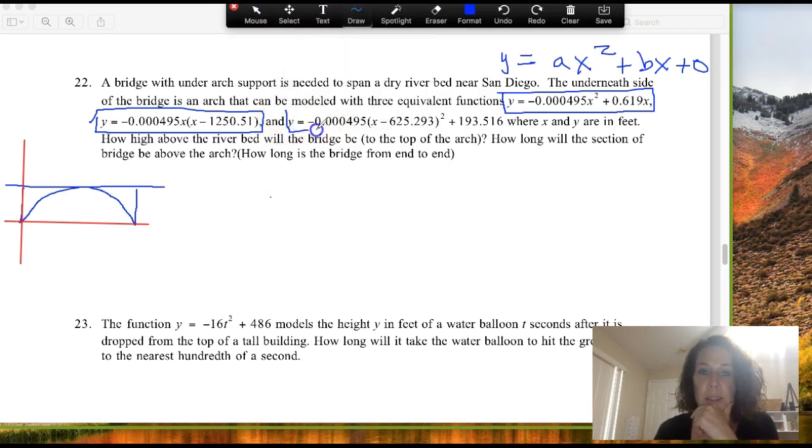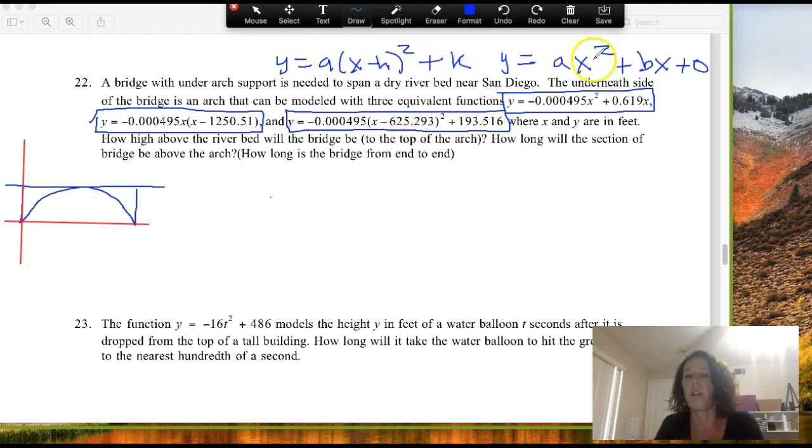Fabulous. And then this last form right here is in vertex form. So if you look, it's y equals a times (x minus h) squared plus k. So I'm given all the forms. I've got my factored form, I've got my vertex form, and my standard form. And all of these tell me great things, okay? So we have these 3 forms where x and y are in feet. How high above the riverbed will the bridge be to the top of the arch? How long will the section of bridge above the arch be?